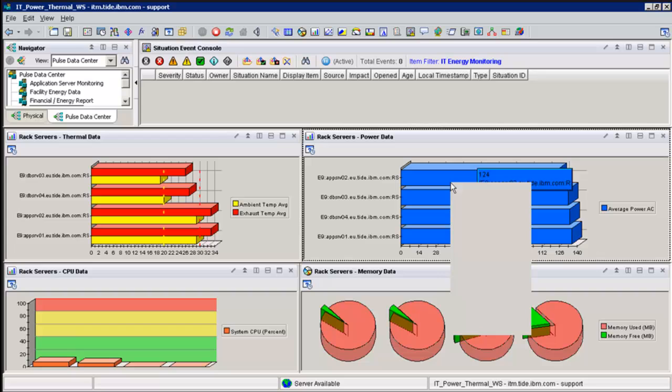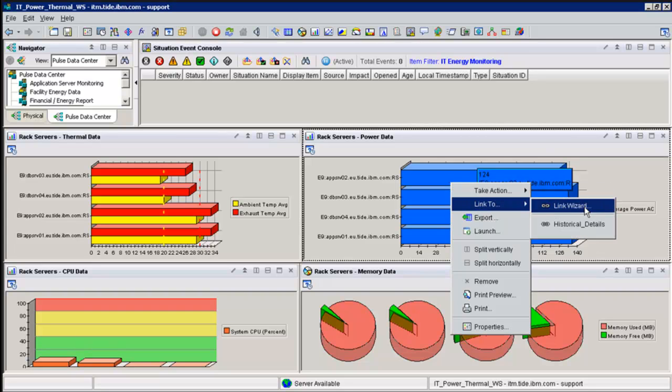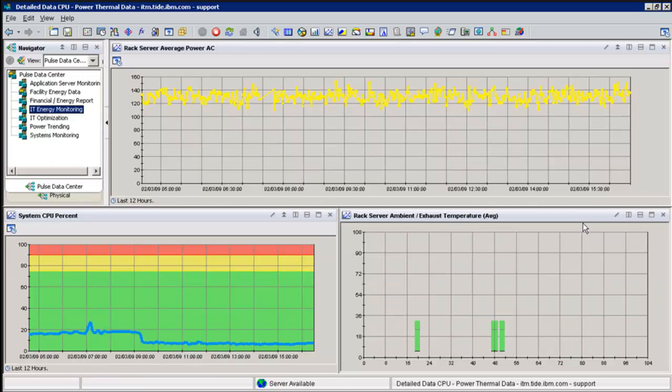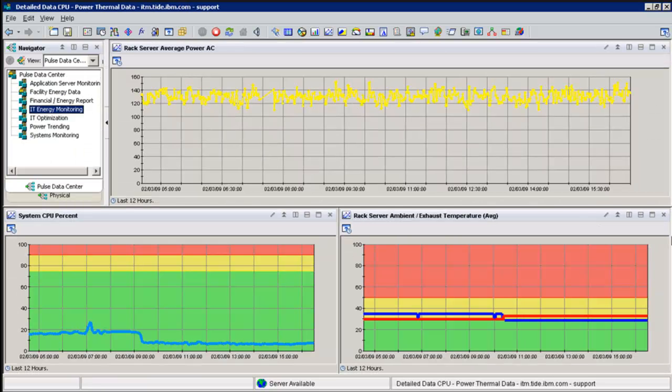To start, we can do historical analysis that includes power, thermal, and performance data. Here we can see the average power consumption and temperature data over the last 12 hours, along with system utilization data. We can see that our server CPU utilization never rises above 15%, as shown on the single blue line in the bottom left of the screen. And yet, on the top in yellow, we continue to burn consistent power to keep that server active. This might be a good candidate for virtualization and consolidation.